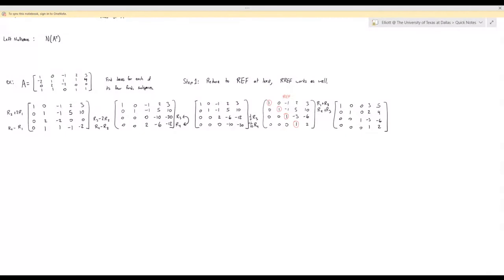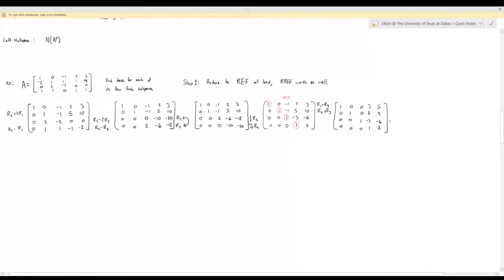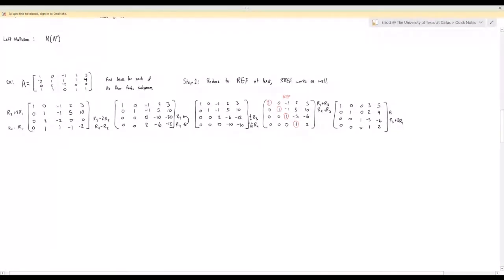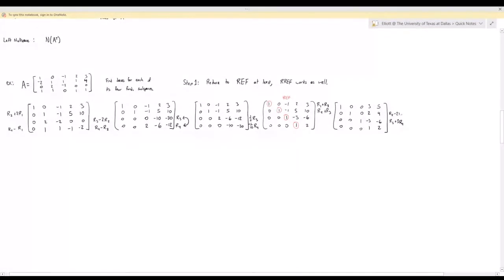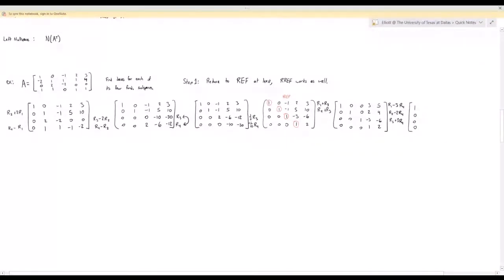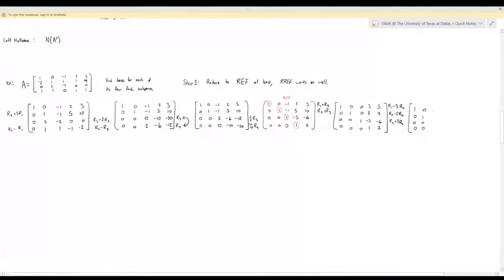And then I'm just going to do one more thing, which is I'm going to eliminate these 3 entries. So the entries above the 4th pivot now. So I'll take row 3 plus 3 of row 4, row 2 minus 2 of row 4, and row 1 minus 3 of row 4. So that would put the matrix into this reduced row echelon form now.